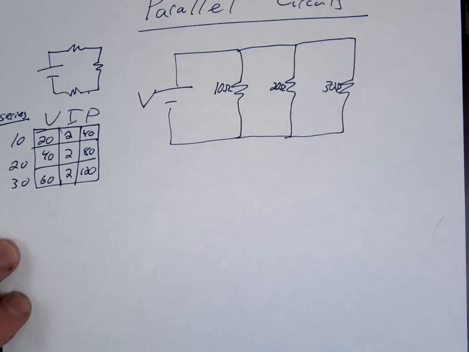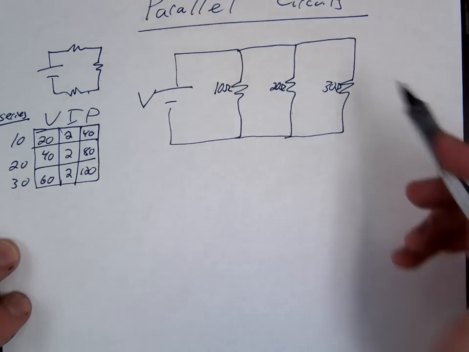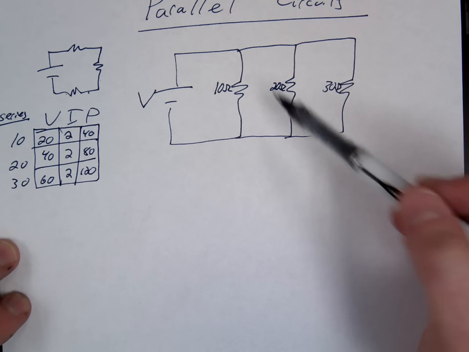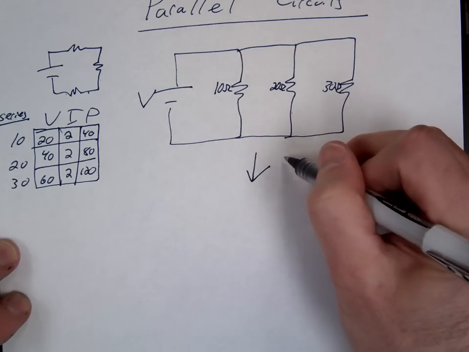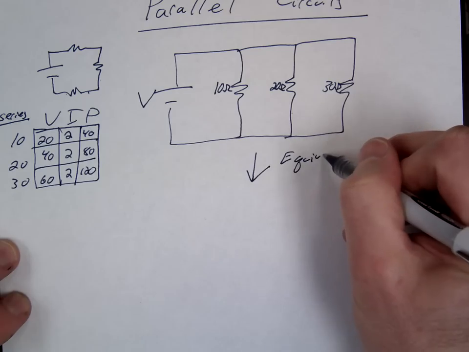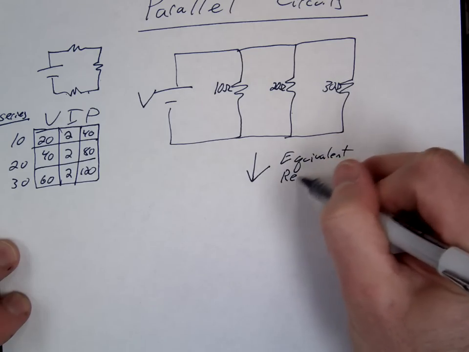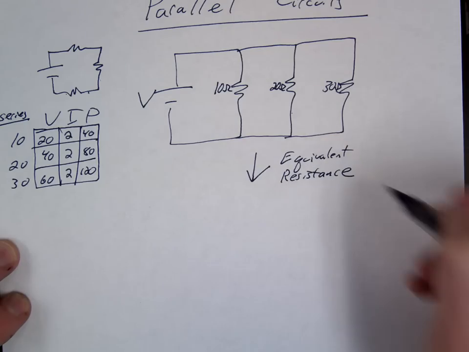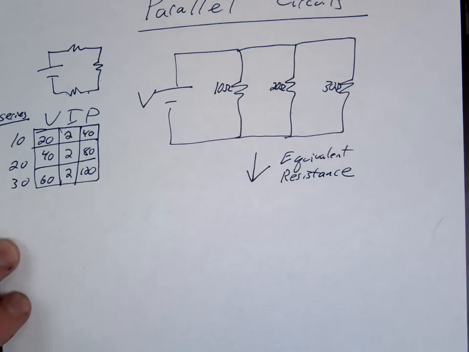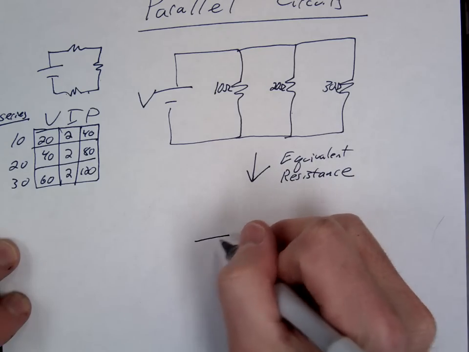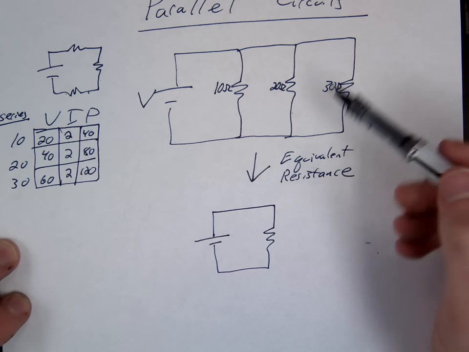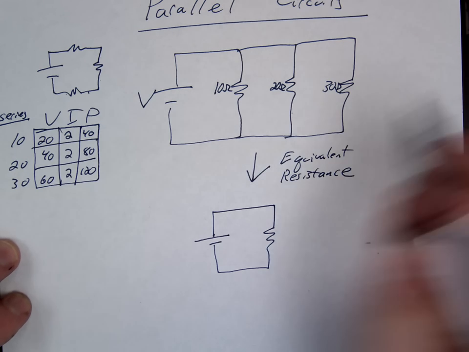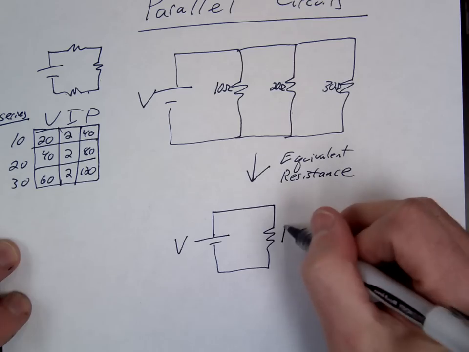So let's compare. We're going to do the same thing as we did yesterday. As we have here, we have a complicated 3 resistor circuit. We're going to simplify it to the simplest. This is called finding the equivalent resistance. So we're going to try to find the equivalent, which means how many resistors? 1. So we want to create one and only one resistor that is equivalent to this 3 resistor combo. So we'll call this V, we'll call this R equivalent.